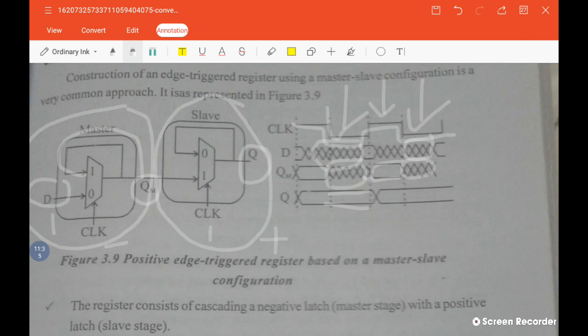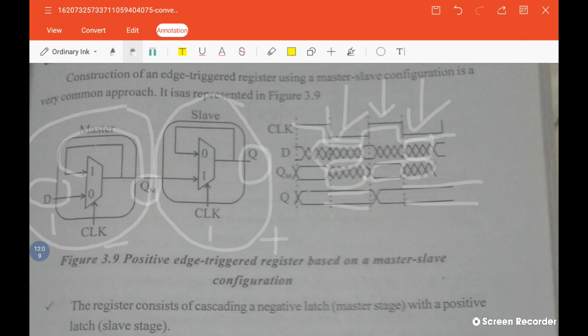And then at the same time, what is the work of the slave? The slave will be in hold mode. That means it may be either a high or a low value. So the slave is in hold mode. So it just holds the previous data, whether it is a low signal or a high signal. It just holds. So like this, a positive edge triggered register works. So I think now you would have got an idea about why we call it a positive edge triggered register.